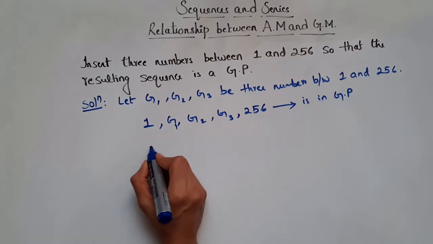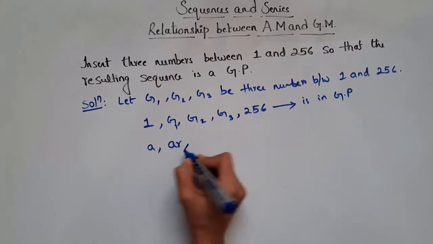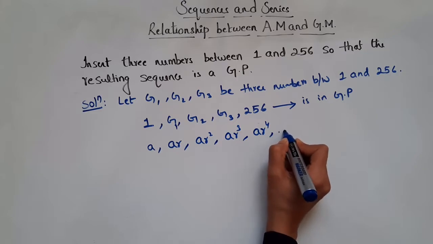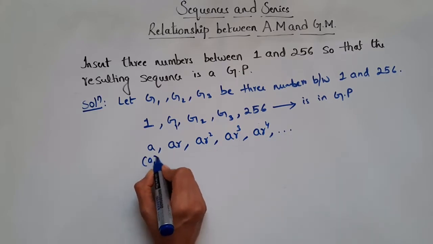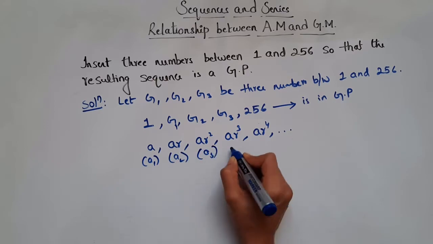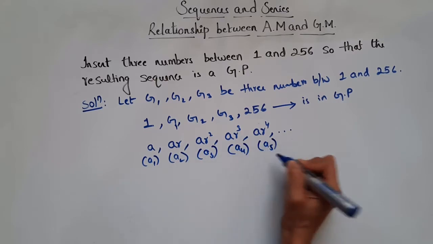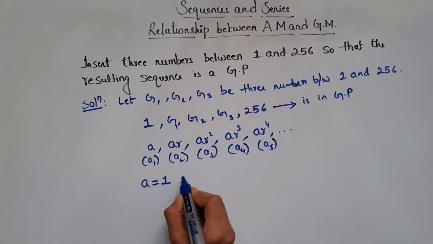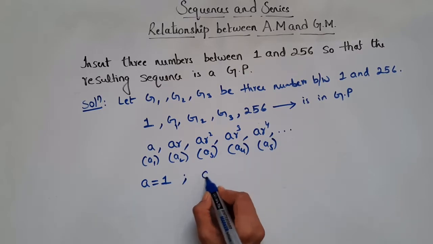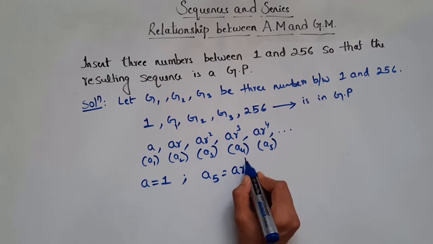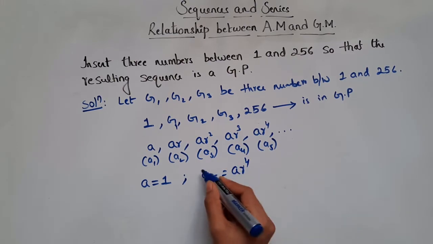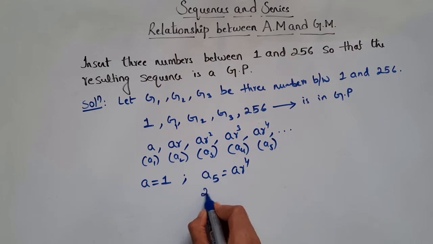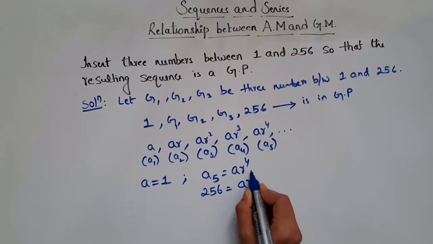We know in a GP the terms are of the form a, ar, ar square, ar power 3, ar power 4 and so on. Here this is your first term, this is your second term, this is your third term, this is your fourth term and this is your fifth term, right? So we know the first term is 1, so a is 1. And what is A5? That is the fifth term. A5 is nothing but a into r power 4. Counting 1, 2, 3, 4, 5, A5 is 256, which is equal to a into r power 4.